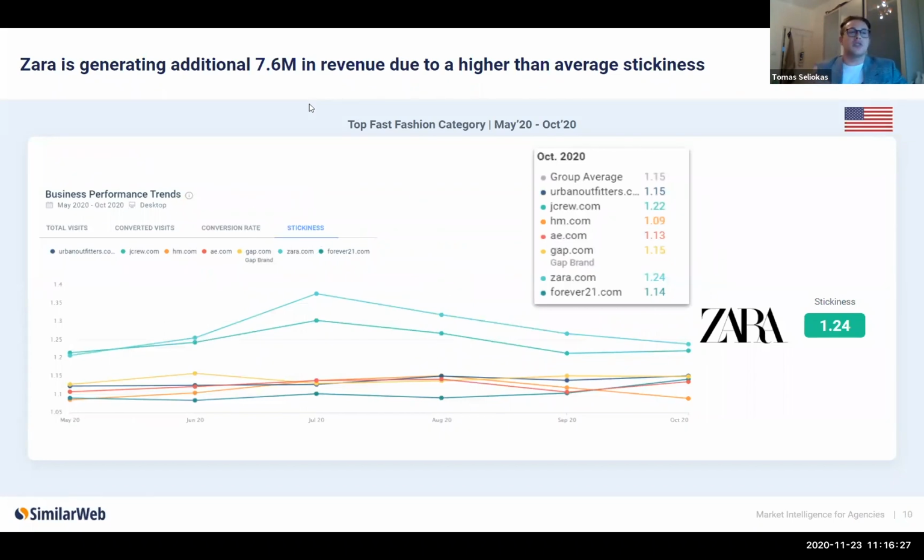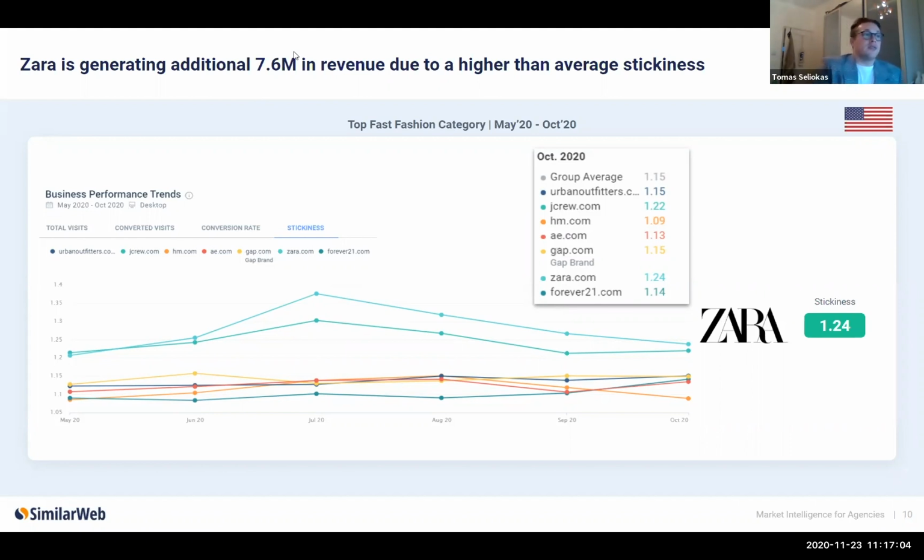So one of the other things you can look into in conversion analysis is actually stickiness. So how many times a month people buy on a certain site. This can be one of the issues, that customers are not coming back enough to buy on your website. And here we see the leader, who is Zara, and we can compare it to the average. And Zara, by making customers come back more often and buy more things in a month, is actually getting an additional 7.6 million in revenue in the last 6 months.